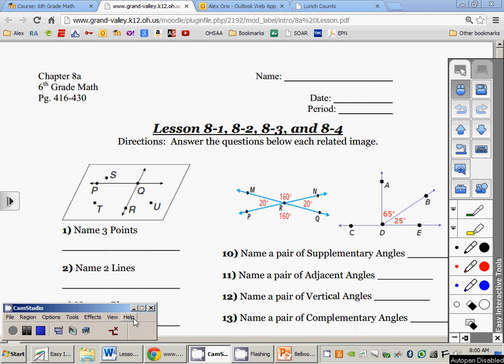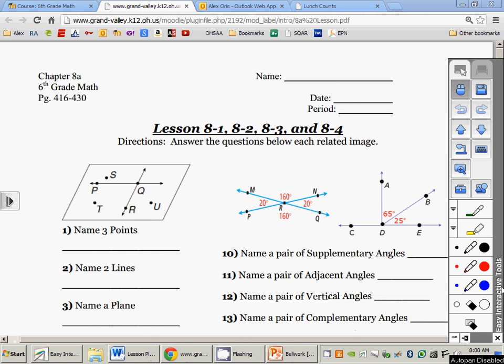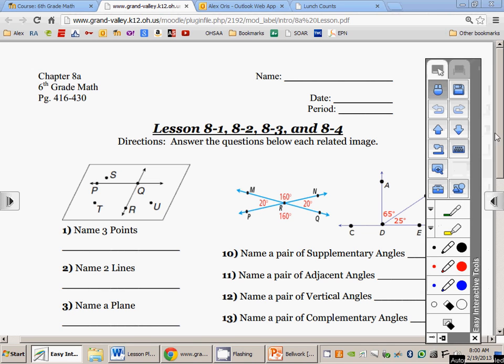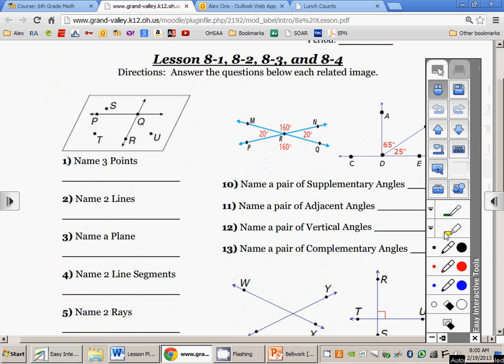Let's get started here with lesson 8A. We're going to do our examples using your booklets. So let's look at the first one. We know what a point is based on the definition. If I remember correctly, it's an exact location in space.